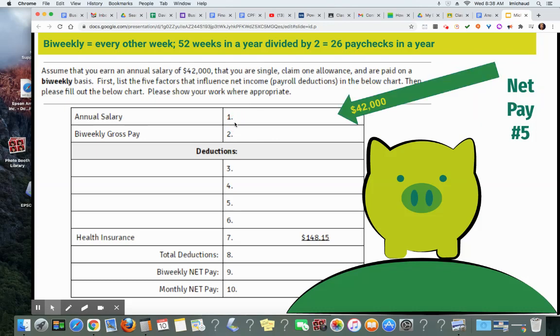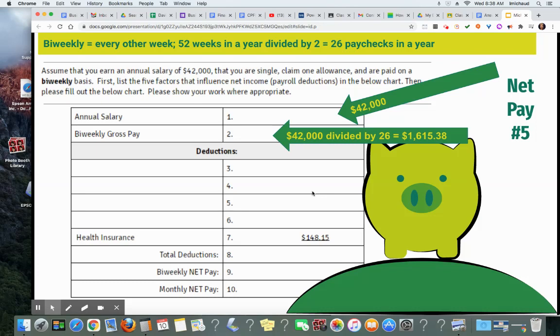Now we need to divide the $42,000 by the 26 payments to figure out what your biweekly gross pay is. $42,000 divided by 26 is $1,615.38. Next, we need to figure out FICA, which is another name for Social Security.